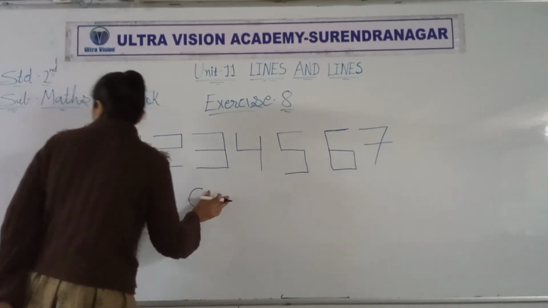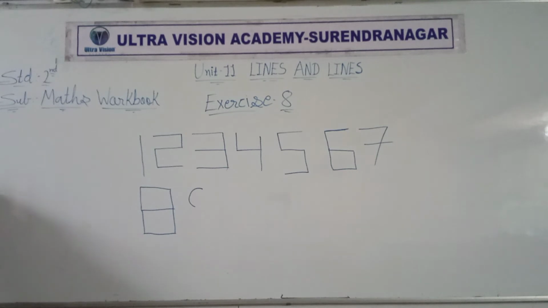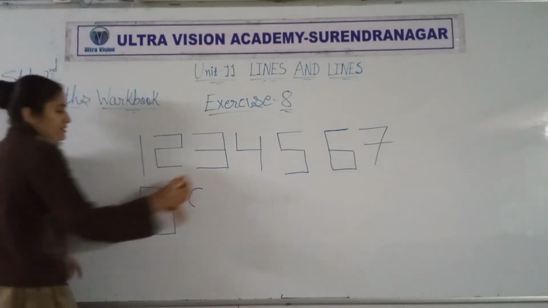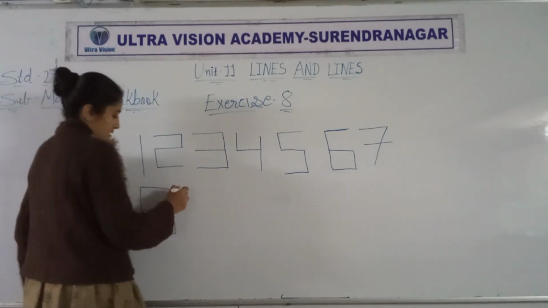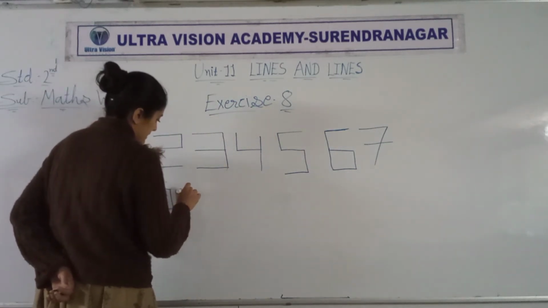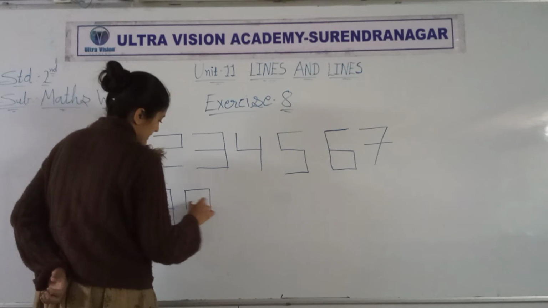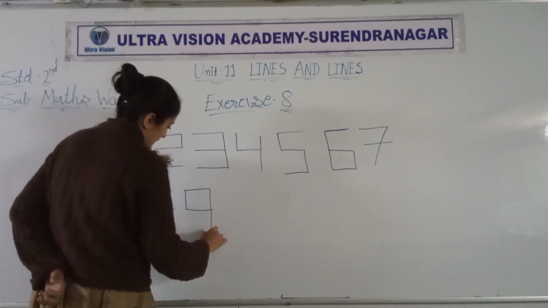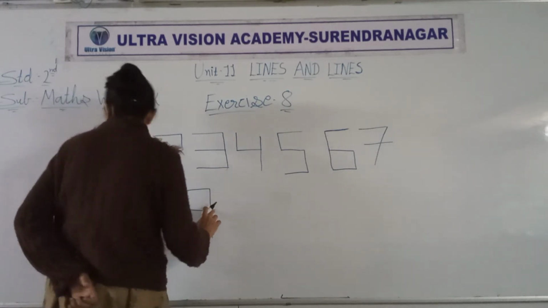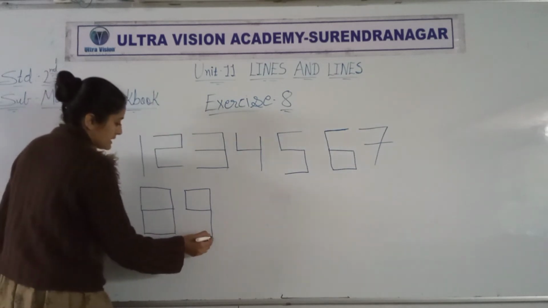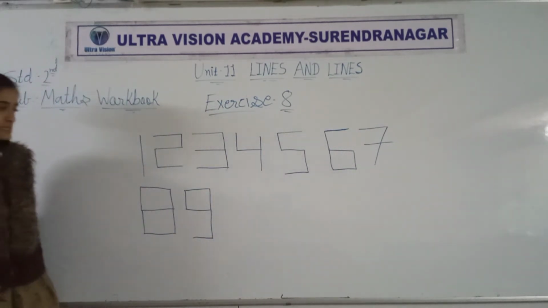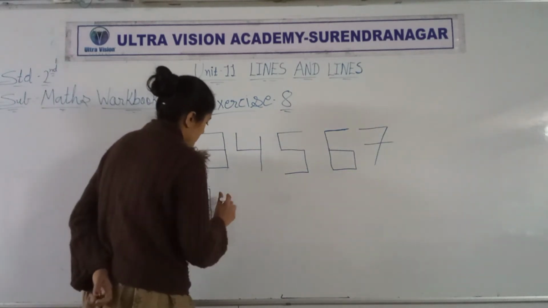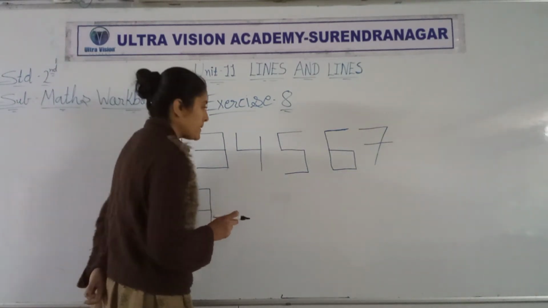Let's make a number 9. Sorry, my bad. We have to use here standing line, then sleeping line, again standing line, sleeping line, and also we have to make here standing line, and again sleeping line. Okay, that's done. Number 9. Let's make a number 0.